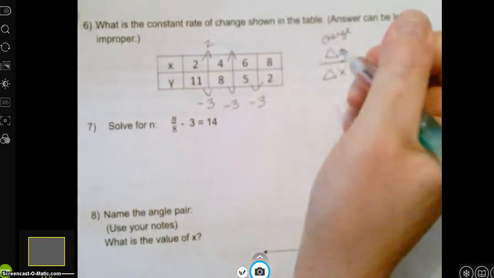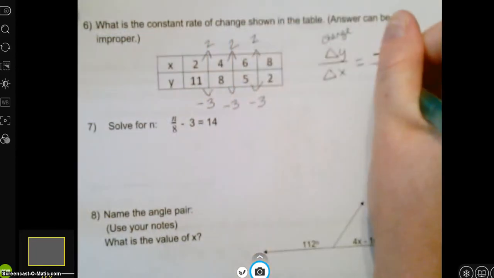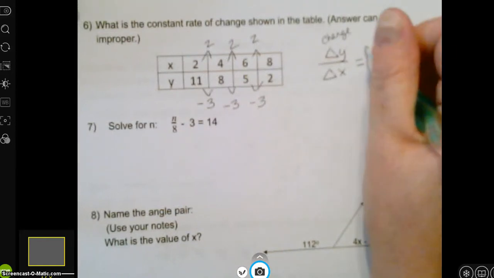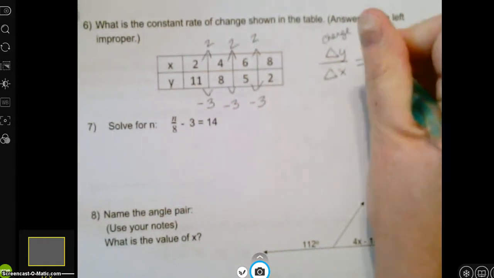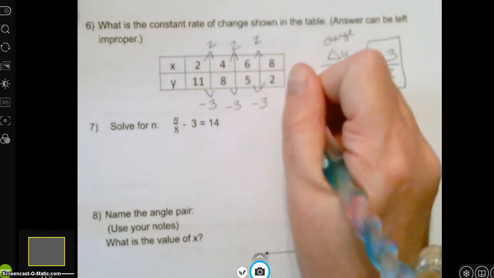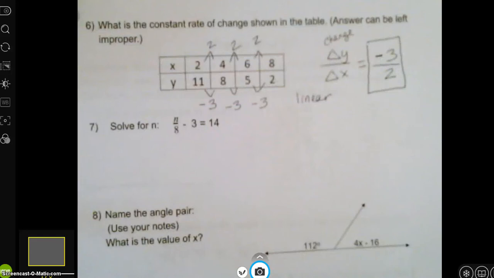So from here to here, it goes up by 2, right? 4 to 6, 4 plus 2 is 6, and 6 plus 2 is 8. So our change in x is 2. So we do have a constant rate of change. Let's put a box around that. And remember, when you have a constant rate of change, that means on a graph it would be linear, or a straight line.